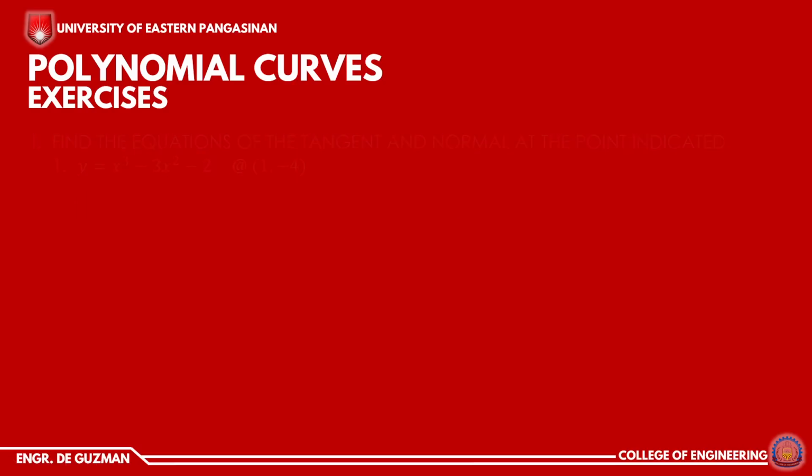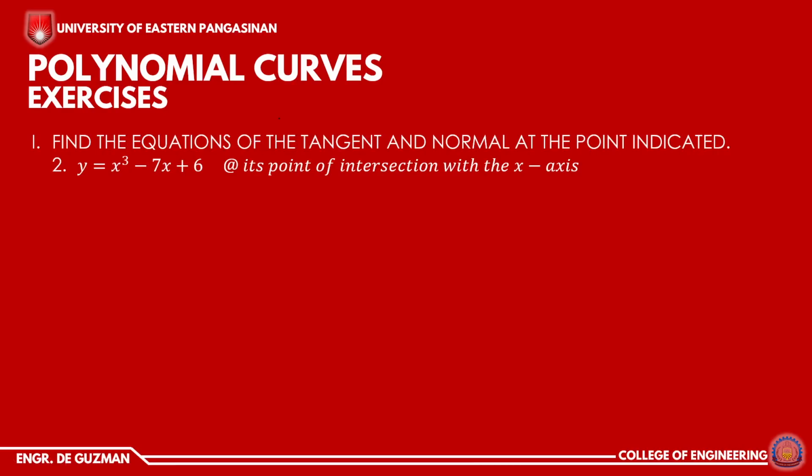So, next problem tayo, number 2. Y is equals to x cubed minus 7x plus 6 at its point of intersection with the x-axis. So, yung point of intersection niya ay nasa x-axis. And sabi ko, kapag ang point of intersection ay nag-touch sa x-axis or within x-axis siya, y is equals to 0. So, kapag ang point of intersection naman ay nasa y-axis, x is equals to 0.